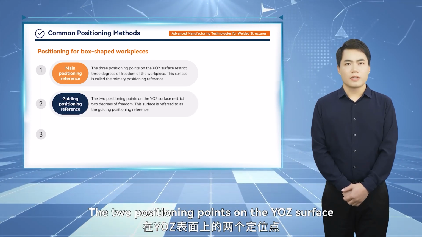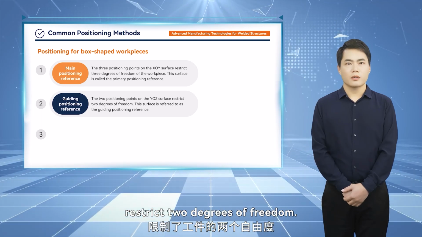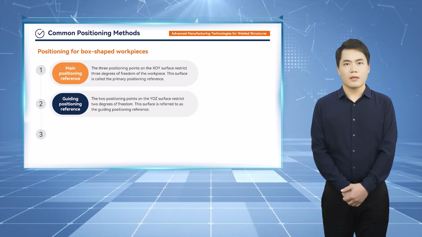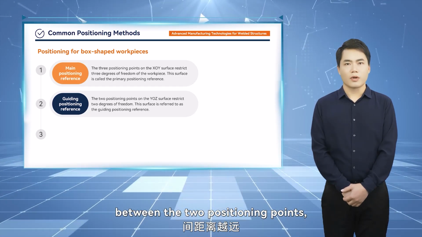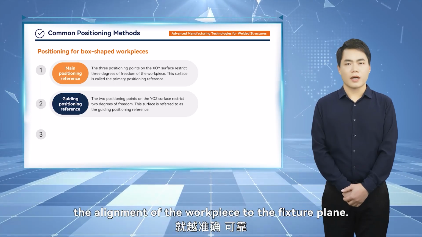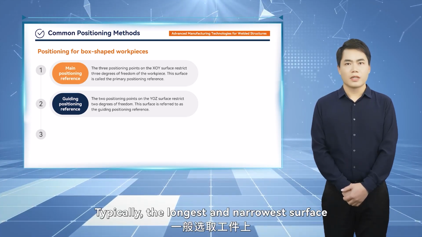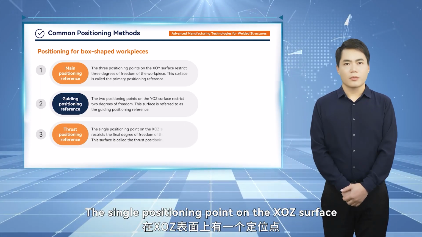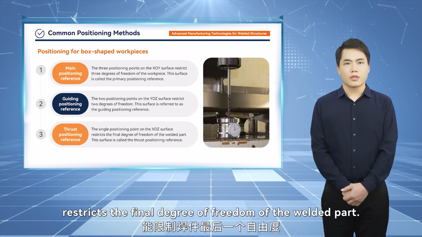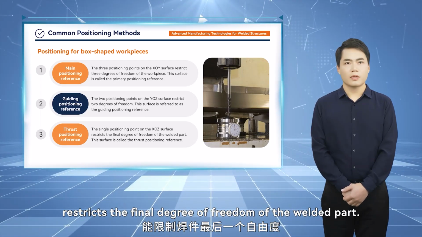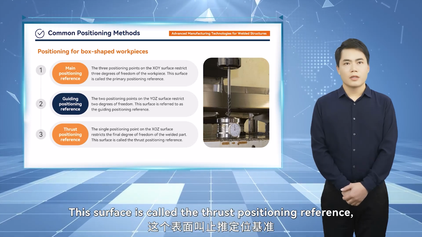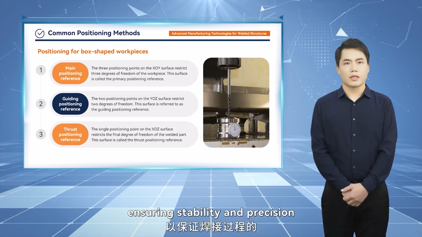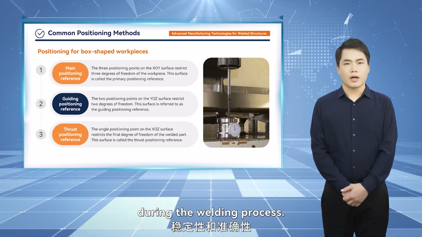The 2 positioning points on the YOZ surface restrict 2 degrees of freedom. This surface is referred to as the guiding positioning reference. The greater the distance between the 2 positioning points, the more accurate and reliable the alignment of the workpiece to the fixture plane. Typically, the longest and narrowest surface of the workpiece is selected. The single positioning point on the XOZ surface restricts the final degree of freedom of the welded part. This surface is called the thrust positioning reference, and is usually the shortest and narrowest surface of the workpiece, ensuring stability and precision during the welding process.